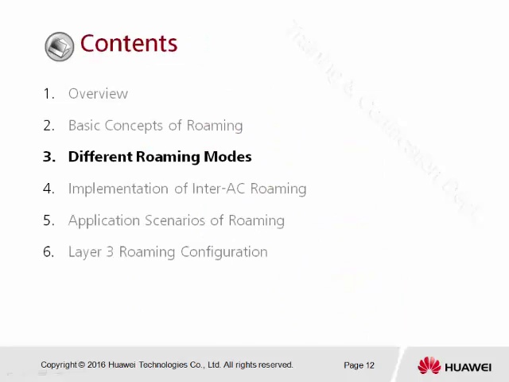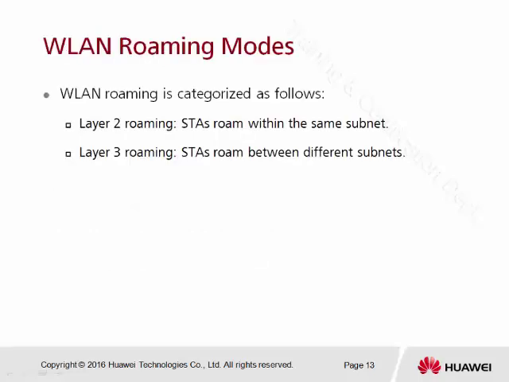Content number 3. Different roaming modes. So WLAN roaming can be categorized as follows. Layer 2 roaming is when the STA performs roaming within the same subnet or the same VLAN. Layer 3 roaming is when they roam between different subnets.